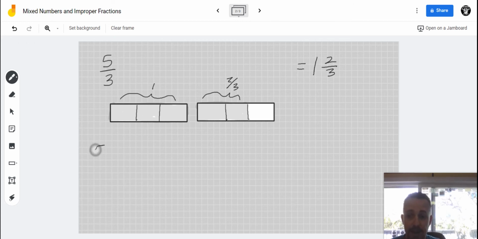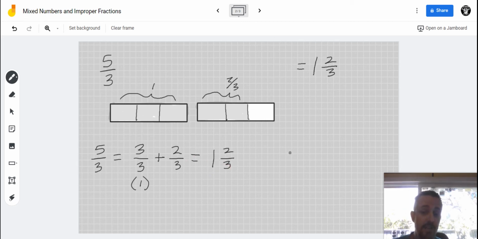Well, let's see if we can figure out a different way without the pictures, okay? So if I take 5/3 and decompose that, I want to equal 1 whole, so I know that 3/3 equals 1 whole. But I have a little more. I have to have 5/3, not 3/3, so I need 2 more thirds to go along with that. And I have to remember that 3/3 equals 1 whole, and once I have done that, I get 1 and 2/3.